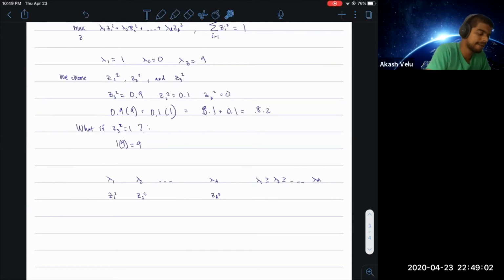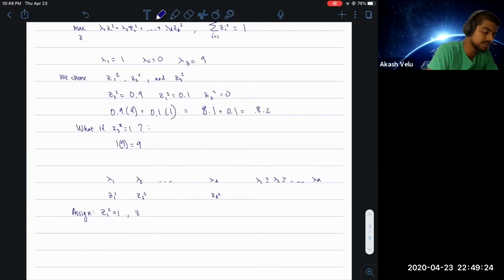Okay, so using the intuition that we just developed, we know that we should give all of the weight to the most valuable eigenvalue. So we should give all of the weight to lambda 1 because it has the highest number. So this means that z1 squared equals 1. So assign these values.